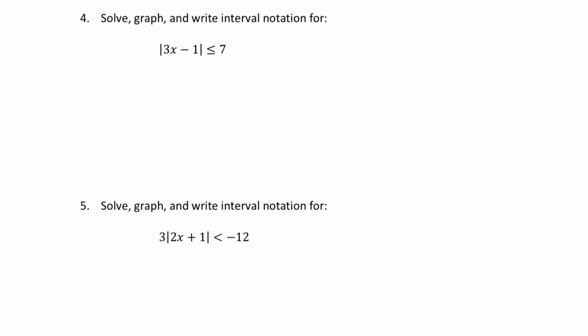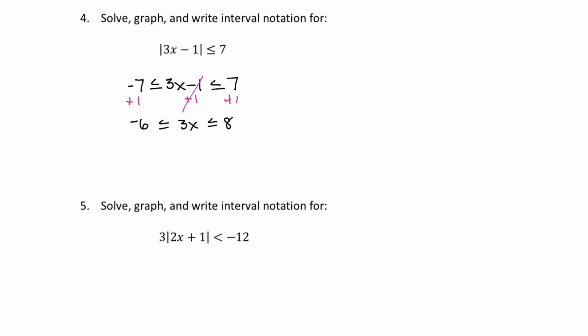Okay, here we go. We have a less than this time. Because it's a less than, it's going to be a tripartite. So negative 7 less than or equal to 3x minus 1 less than or equal to 7. There's a less than or equal to on the other side with a negative 7 on the left. Add 1 to all three parts to get rid of the extra in the middle. And we get negative 6 less than or equal to 3x, which is less than or equal to 8.